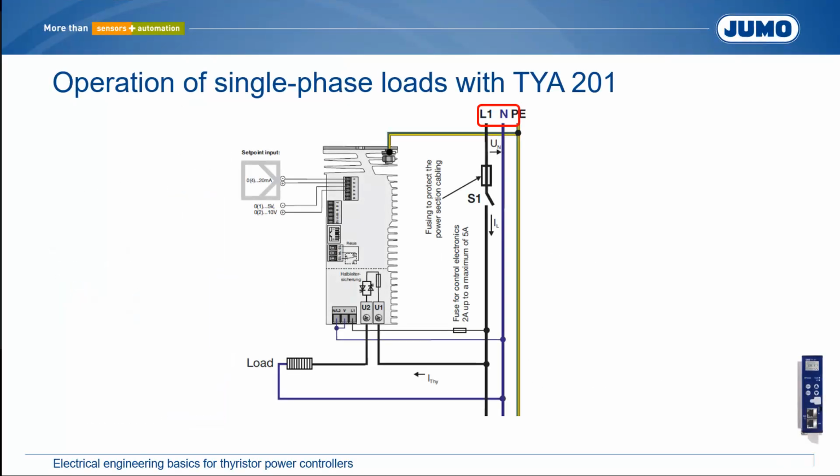If the voltage between the phase and the neutral conductor in a low voltage network is 230 volt AC, consumers with a nominal voltage of 230 volt AC can be operated directly on this network. The power can then be varied via a TYA201. The voltage between the phase and the neutral conductor is the phase to neutral voltage. The control electronics of the actuator are supplied with the same voltage. In the case shown, the actuator must also be designed for the phase to neutral voltage.